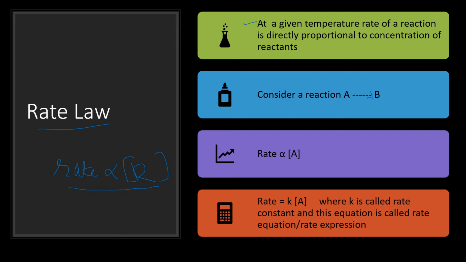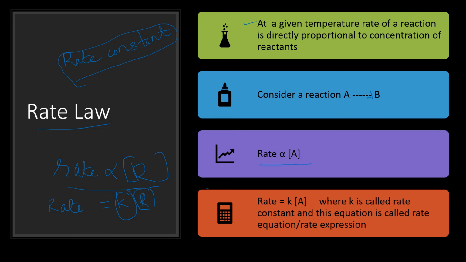So consider a reaction A giving B. Rate will be directly proportional to A. Or we can write rate will be, avoiding the proportionality constant by using a constant called K, into concentration of R or A, anything you can write, where K is called rate constant. Rate constant will be a constant for a particular reaction at constant temperature.